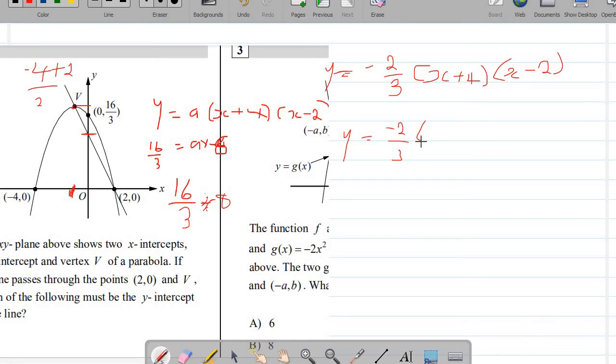Minus 1 plus 4 is 3, and then minus 1 minus 2 is minus 3. So we have 3, 3 and minus 3 here. Okay, so we can cancel this 3 and this 3 here. So we have minus 2 times minus 3, which is 6. So y is equal to 6. So that point there is 6.